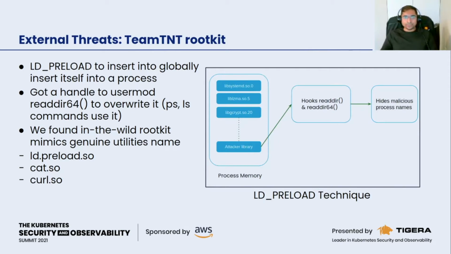So basically, you set an LD_PRELOAD to a particular binary on the file system, and when a process runs inside a container, it will load that particular binary or shared library inside the process memory. And that's what the attacker does. As soon as he compromises your container, he sets the preload parameter to an attacker-controlled library.